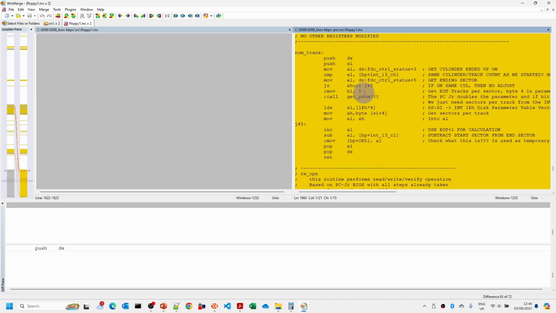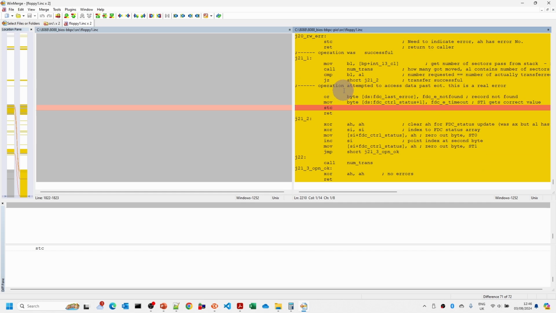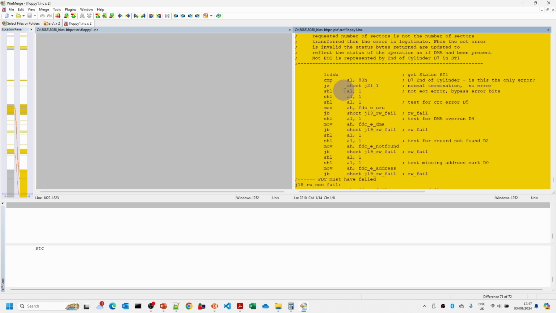Number trans is the code that actually calculates how many sectors have actually been read, and then the RWOPN operation is the bit that actually does the majority of the code.